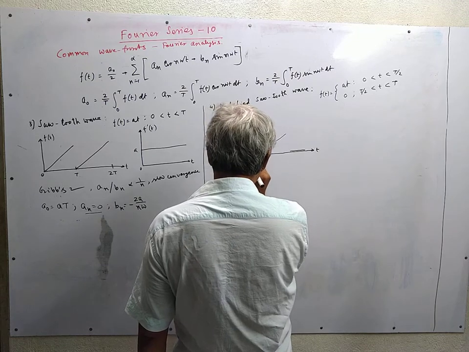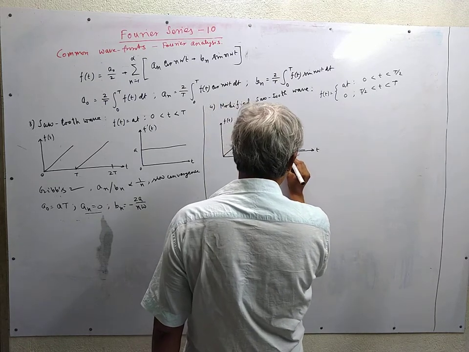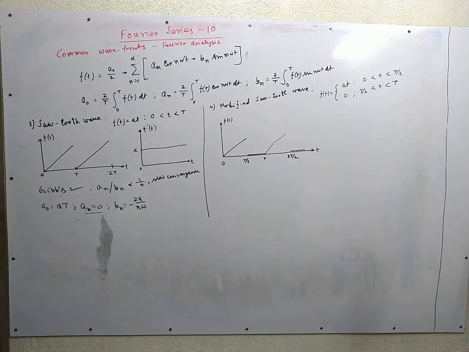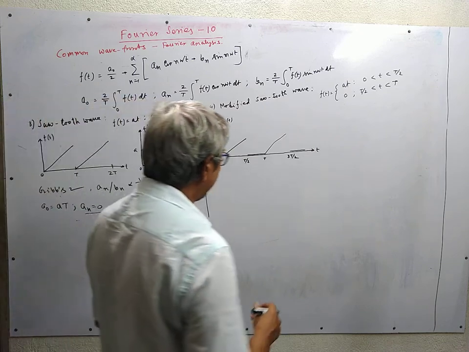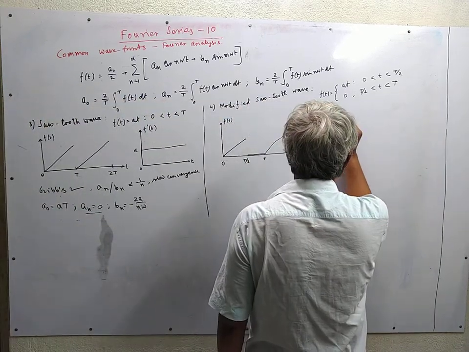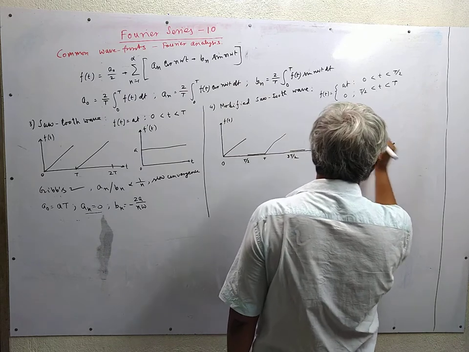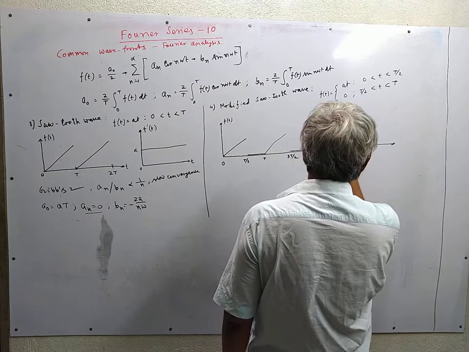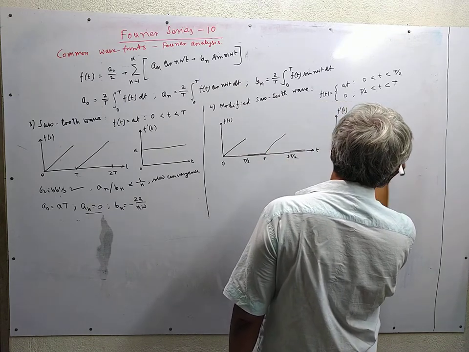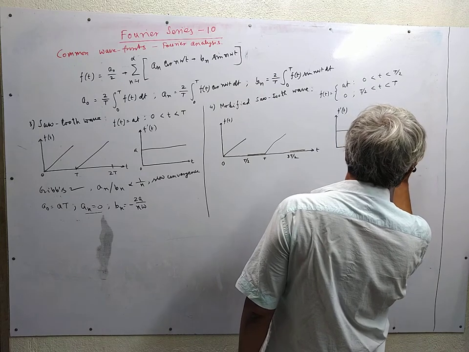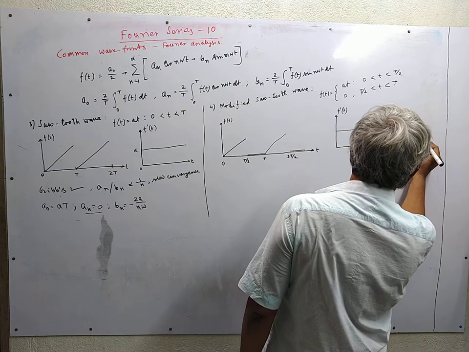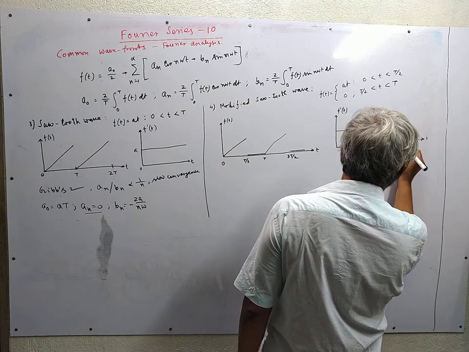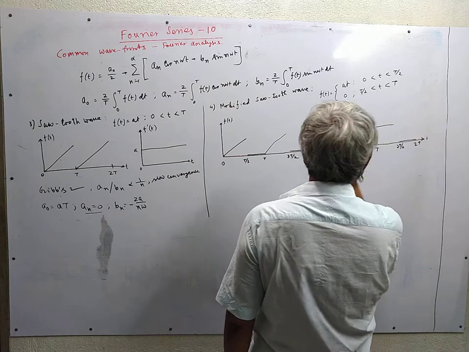So this is T/2, T, 3T/2, 0. The function itself has a discontinuity, and if we take its derivatives, it is a, then 0, then a, then 0. This is T/2, T, 3T/2, 2T, 0.